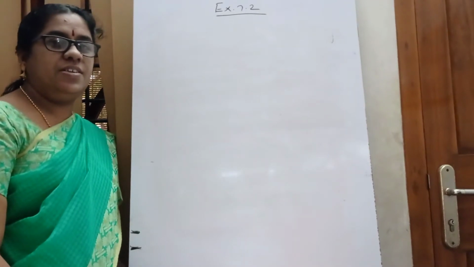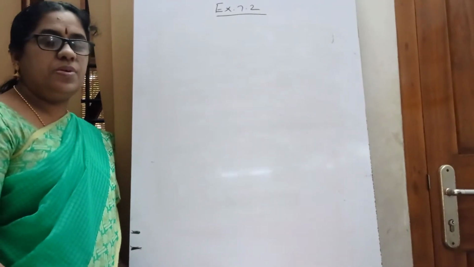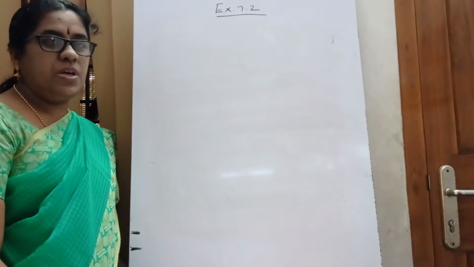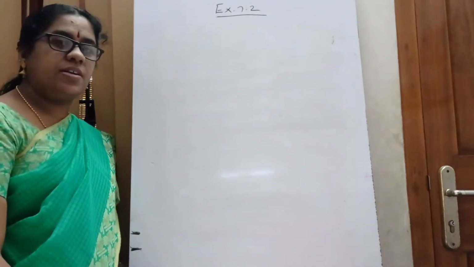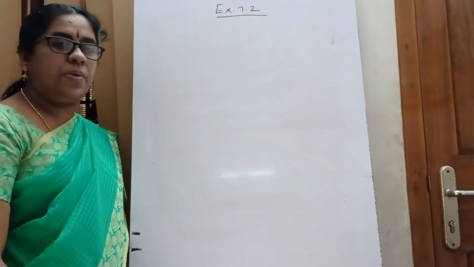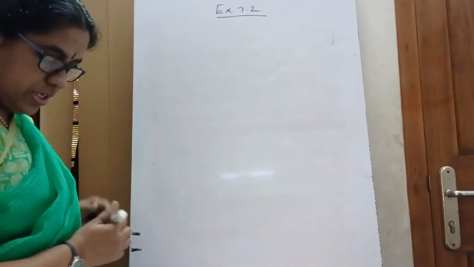Hari Om children. Today we continue exercise 7.2. Six more questions are there. We can complete it today. Okay, now we can do the question.